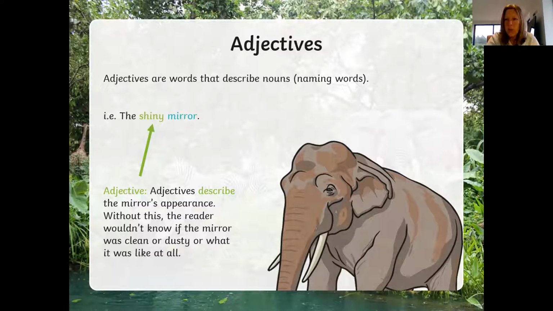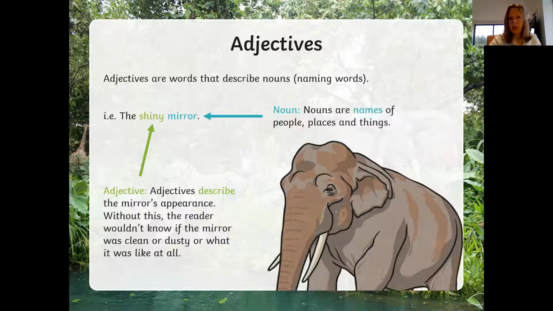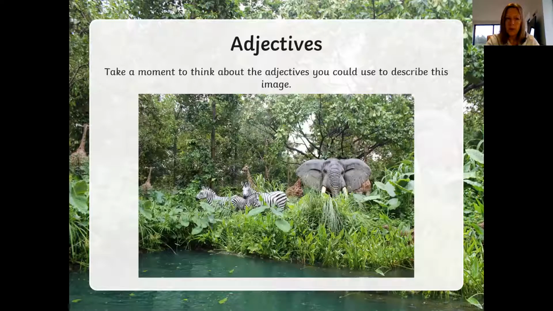But we've got a bit more of an idea now, just from that one adjective in that sentence there that tells us a little bit more. Okay, and there we have our noun, the mirror, which is the name of the people, the place, or the thing. So take a moment just to have a look at that picture again now in a bit more detail.